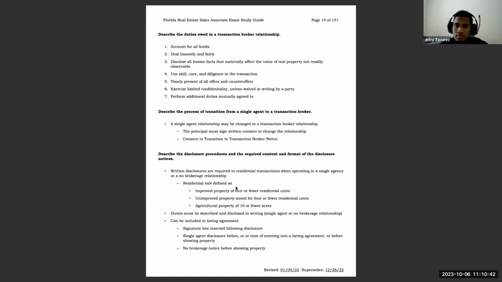Okay. So 4 or fewer units, building or land, is residential. 5 or more is commercial. Good. So these duties must be described and disclosed in writing with the forms. That's what you need to know. And like I said, before you show property where you're a single agent in the listing, you must have a no broker's notice signed before you show it, or you break the law.